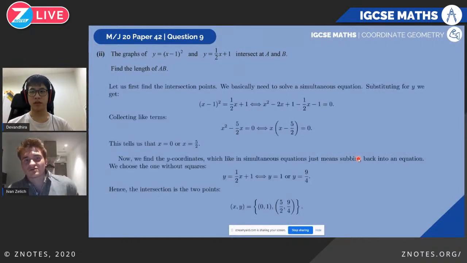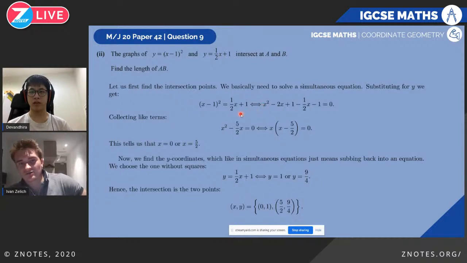To find the intersection points, we basically have a simultaneous equation. We have already singled out y, so we can do substitution, but it's an easy substitution. We just set these two equations equal to each other. So in this case, we get (x minus 1) squared equals y, which also equals half of x plus 1. So (x minus 1) squared equals half of x plus 1.